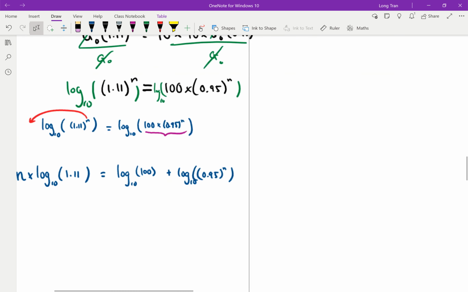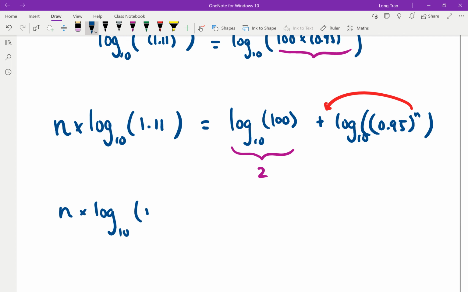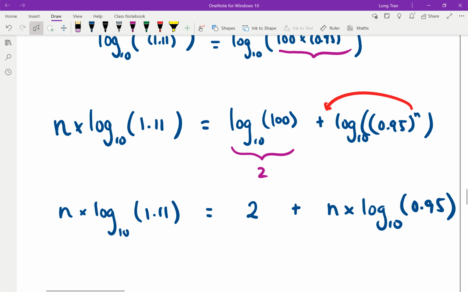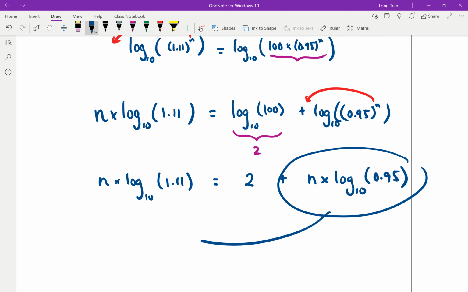Okay, so moving on from here, we can say that we know this is equal to, so this is doing it by hand, by the way. So 10 to the power of what gives 100, that's 2. This one, we can now drop the power n down. So that now becomes, in our next line, n times log base 10 of 1.11 is equal to 2 plus n times log base 10 of 0.95. Okay, and the reason why you do that is now you can collect the n. So move this entire term across. How do you do that?